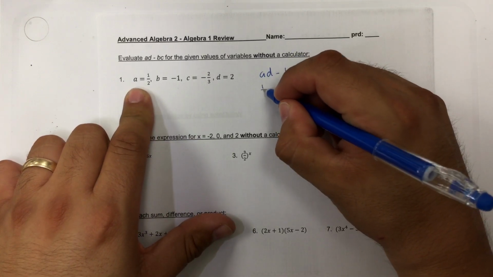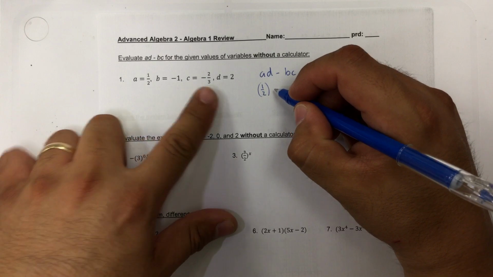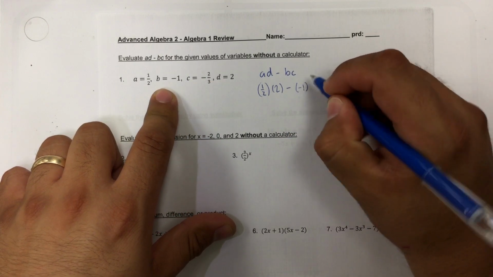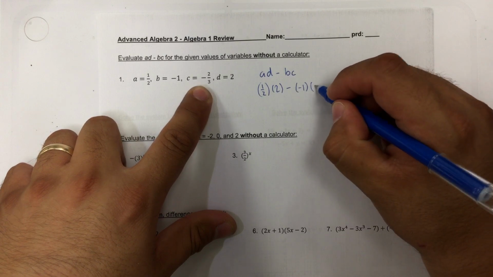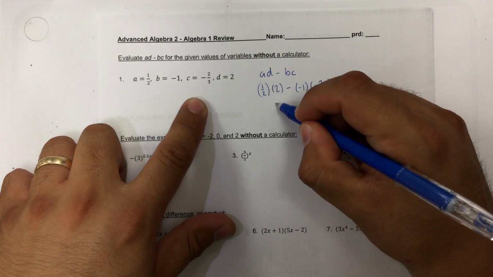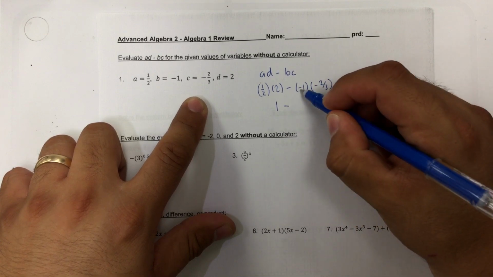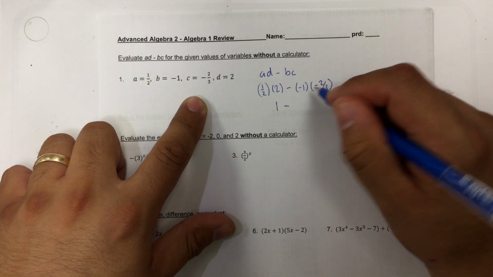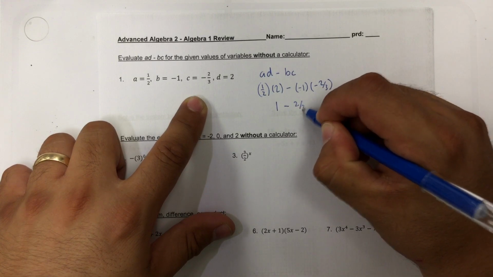A is 1/2, D is 2, minus B, which is -1, times -2/3, which is C. Okay, half of 2 is 1, minus, we know a negative is positive, so that doesn't change the sign, and then 1 times 2/3 is 2/3.